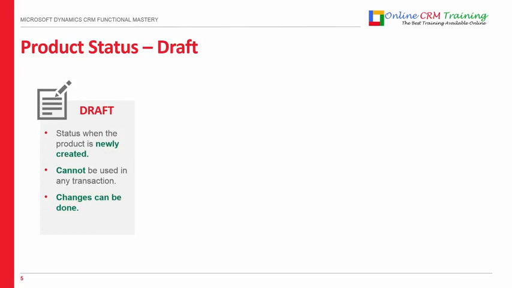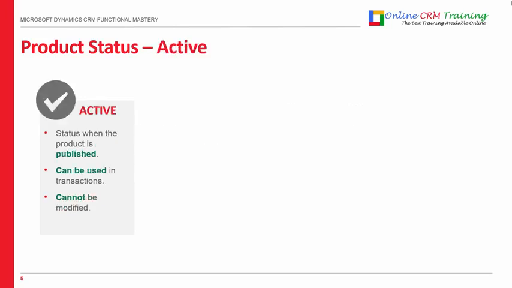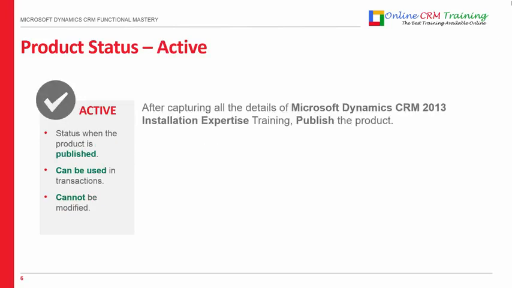The first one is draft. TDC has launched a new training, Microsoft Dynamics CRM 2013 Installation Expertise. So the new product is created and the default status is draft. The next stage is active. After capturing all the details related to the Microsoft Dynamics CRM 2013 Installation Expertise training, the training is published. So the status of the product becomes active. Now it can be used in any transactions.